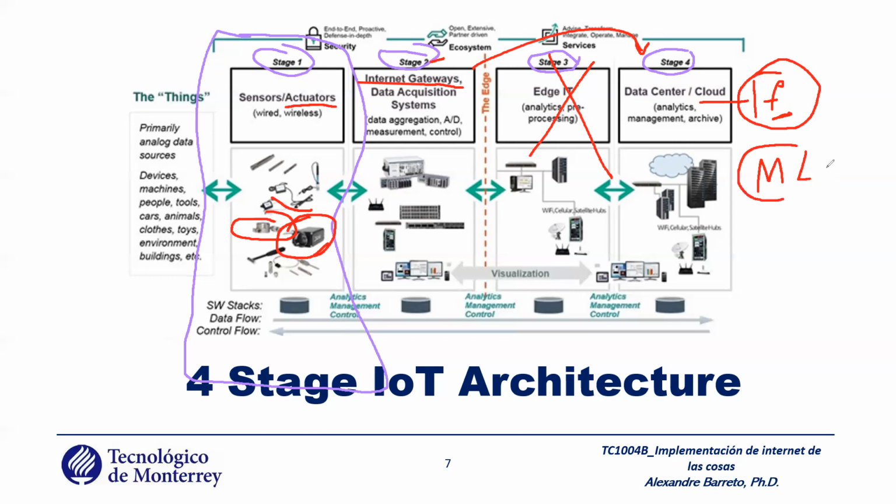That is in the cloud. It's not here in the internet gateway. The internet gateway has more power than the sensor, but it's a very cheap system. It's a very underpowered system. It doesn't have a lot of things. Most of the time it does data aggregation and measure control, but very simplistic things. Okay? Any questions until here? No, teacher. Okay.